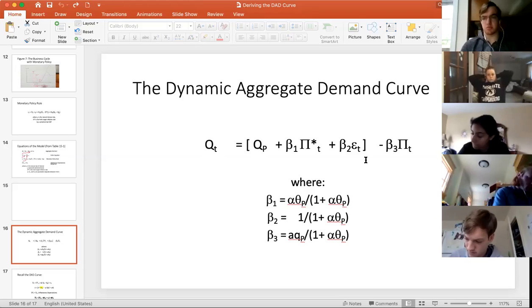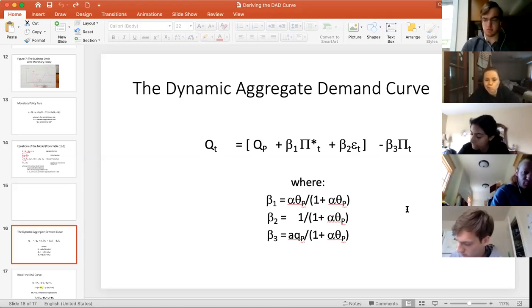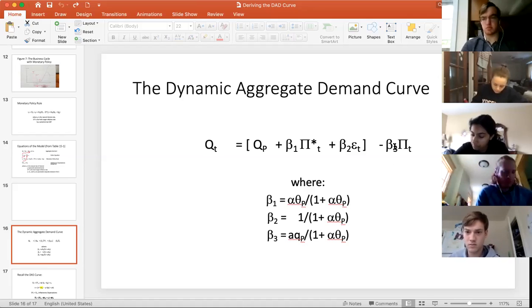Finally, what do we know about things inside the brackets? If we change the target inflation rate, or if there's a positive demand shock, what happens to aggregate demand? It shifts. Okay. So this minus beta 3 term is the slope of the DAD curve. This sum of 3 elements in the square brackets is the vertical intercept.